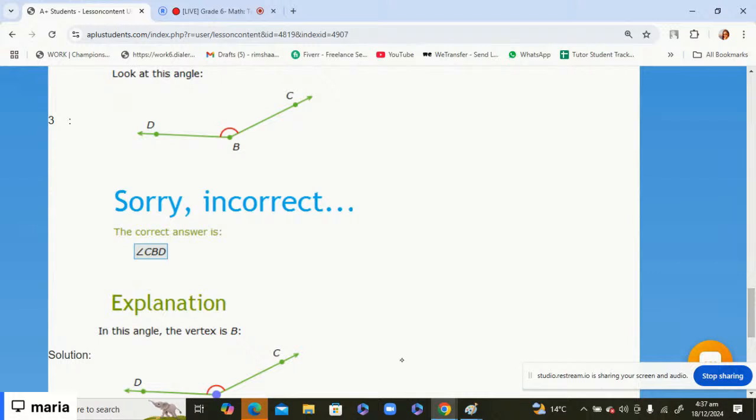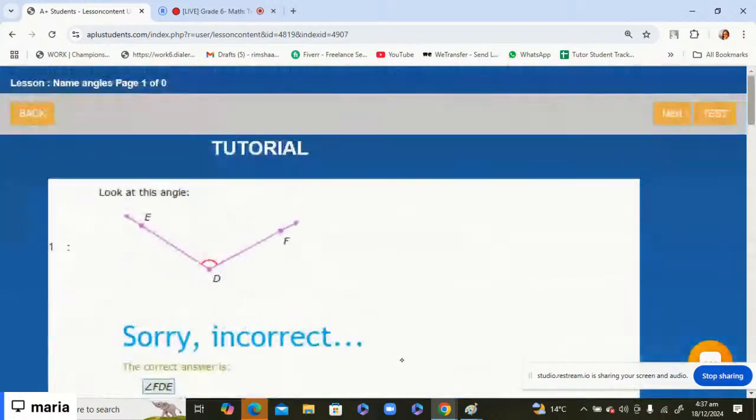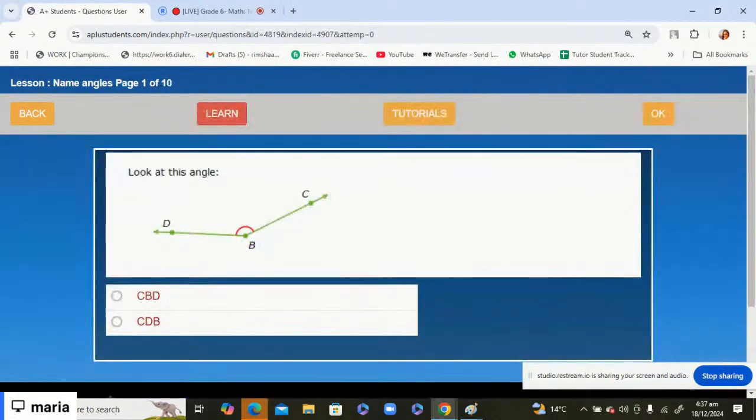This is C, B, and D. Okay, like this way, C, B, and D. Now I'm going to open the test, then you guys tell me the answers one by one.